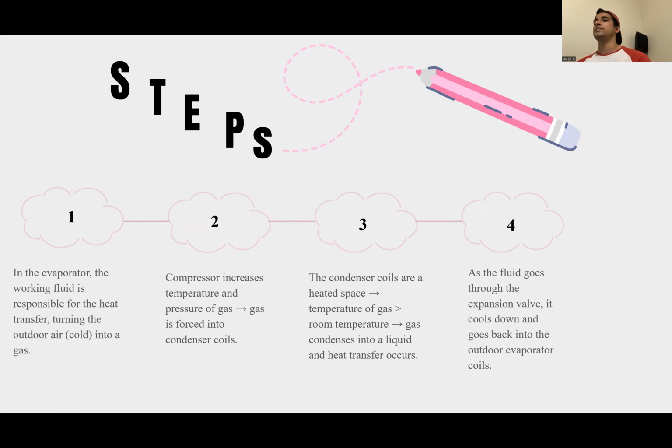So all of a sudden, that heater is sending in a lot of hot air because all that compressed air in those coils is getting heated. Then the gas condenses into a liquid, and that heat transfer occurs. The fluid goes back into the expansion valve in order to be cooled down and then goes back into the outdoor evaporator coils. From there, it gets cooled back down, and then it's cycled on a repeating system.